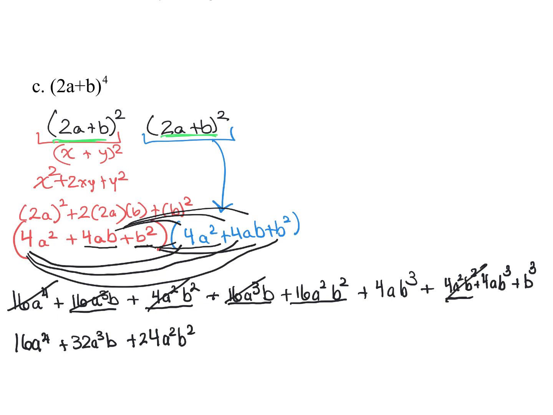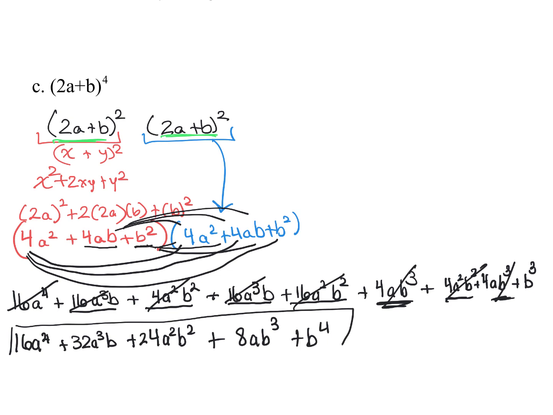And then I have my b to the thirds. So 4 ab cubes plus 4 more ab cubes makes 8 ab cubes plus b to the fourth. And all the work that we're showing on the paper needs to be on your paper as well.